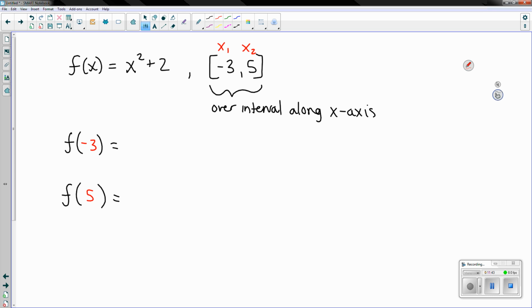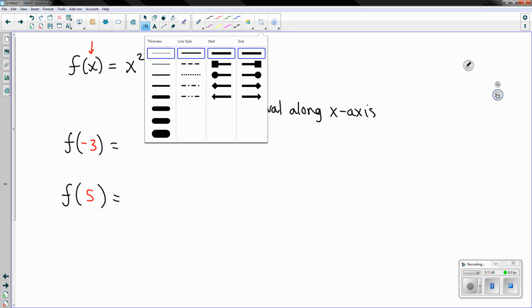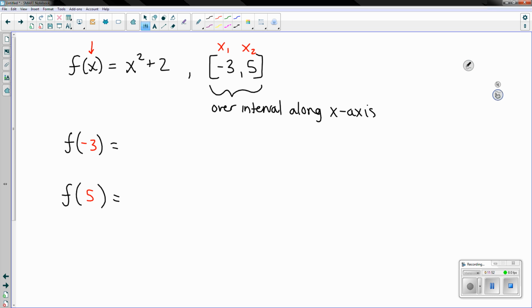So f of x, remember, that's our input variable. So this time I'm evaluating the function f at -3, and all that means is I'm going to replace the x, or plug in -3 to that x. So it's going to be -3 squared plus 2. Make sure when you plug it in, you're plugging it in parentheses so that you know to square -3 and not square 3 and then multiply it by -1. So a successful order of operations is needed to get this question right. So -3 squared is 9 plus 2 is 11.